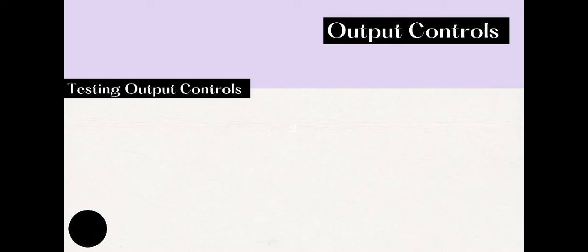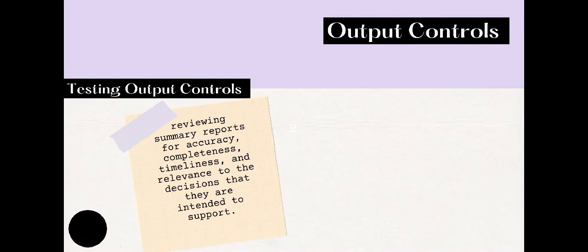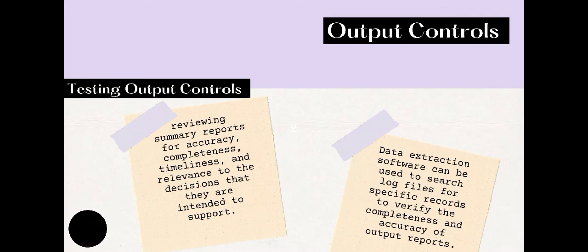So how do we test for these output controls? First can be reviewing summary reports for accuracy, completeness, timeliness, and relevance to the decisions that they are intended to support. Second is data extraction software, which can be used to search log files for specific records to verify the completeness and accuracy of output reports.